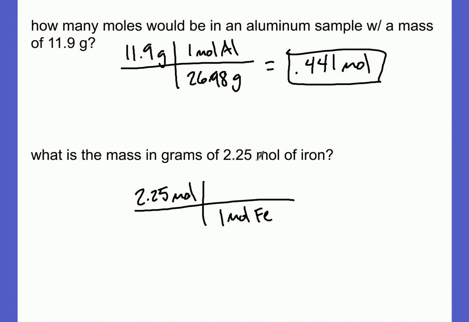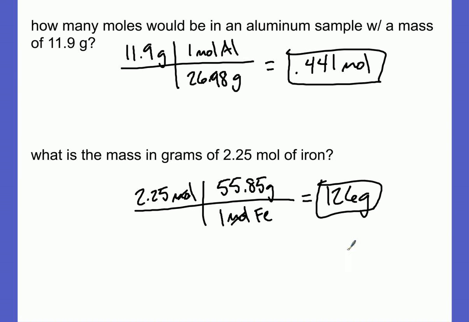as a mass. So I multiply by that mass. Moles cancels. I get grams as an answer. 2.25 times 55.85 on my calculator gives me an answer of 125.6625, but I only need 3 sig figs again, so I'll round it to 126 grams of iron.